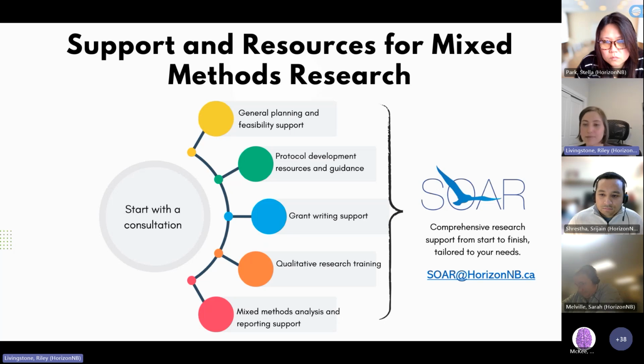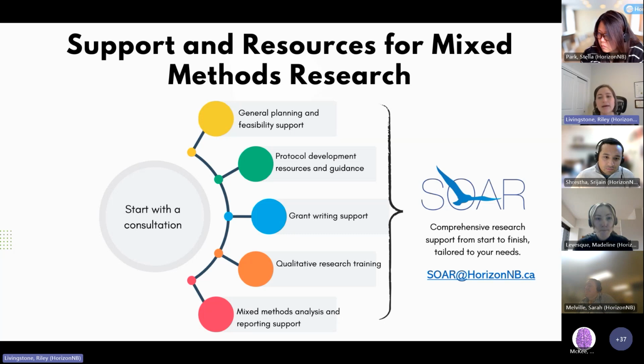During these consultations, we'll work with you to talk through where you're at, get a sense of what your research questions are, your ideas around study design, and what sorts of resources and expertise you're working with. And from there, we'll tailor our support to meet your needs, keeping in mind our capacity at the given time. Some of the ways that we can help include deciding whether mixed methods is the right fit for your research question and constraints like timeline, sample size, and budget.